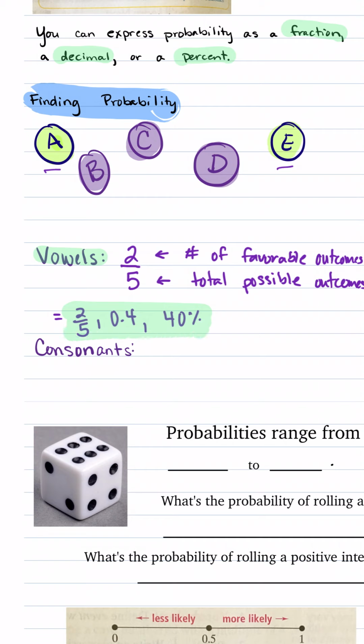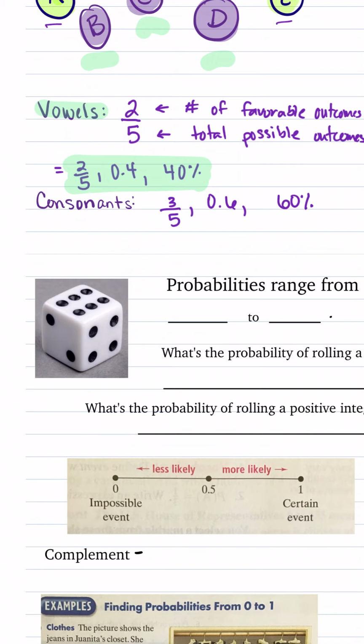Okay, so now you try consonants. So consonants are the other ones that aren't vowels. So see what you can come up with as far as the fraction, decimal, and percentage. Come back to me when you're done. Okay, so you should have got 3/5, 0.6, and 60%. That's how many consonants, or the probability of grabbing a consonant.